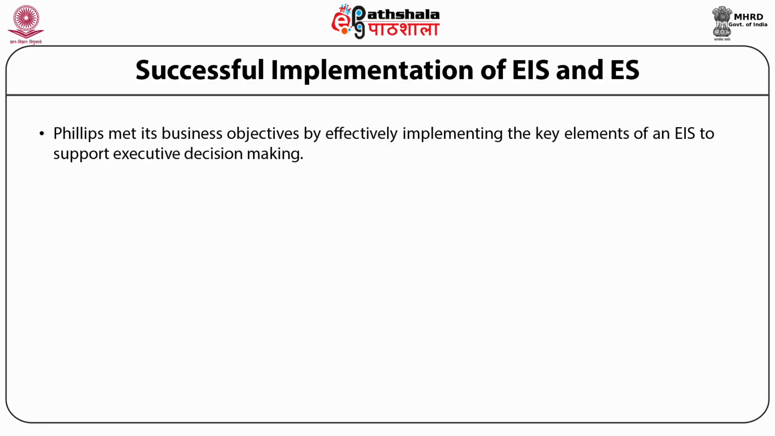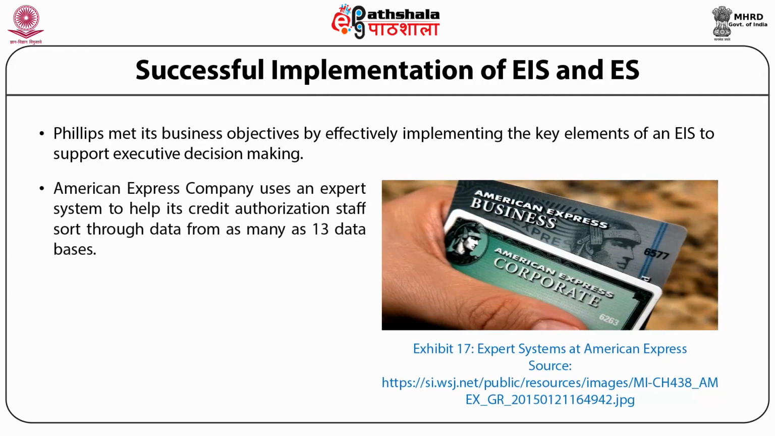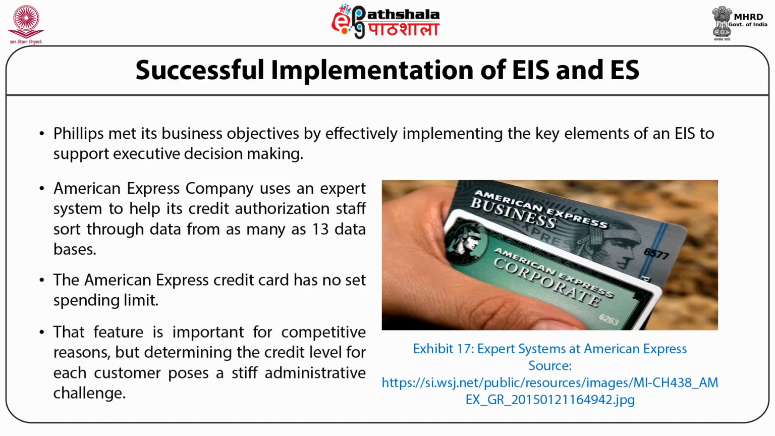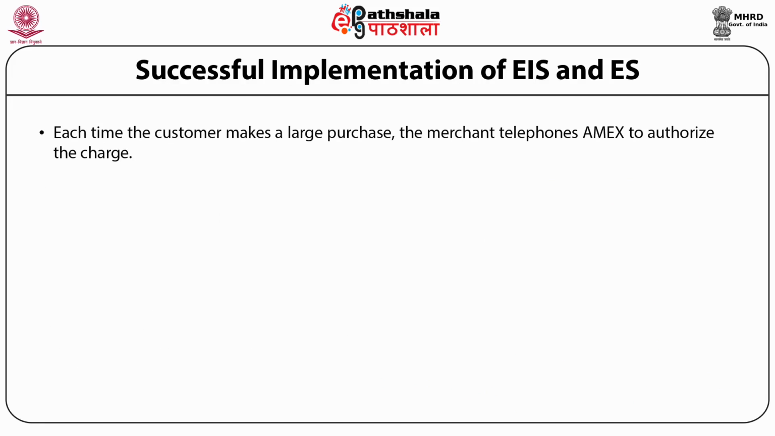We'll take up another case, the American Express Company. It uses an expert system to help its credit authorization staff through data from as many as 13 databases. The American Express credit card has no spending limit. Now, this feature is important for competitive reasons, but determining the credit level for each customer poses a very stiff administrative challenge. Each time the customer makes a large purchase, the merchant telephones Amex to authorize the charge.